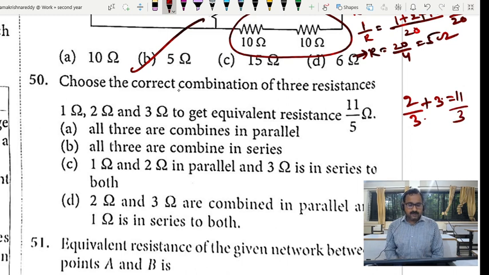11 by 3. Next, 2 and 3 are combined in parallel, so it is also not correct. First one, second one not correct. Next, the fourth one is automatically correct, but anyhow we'll check that.